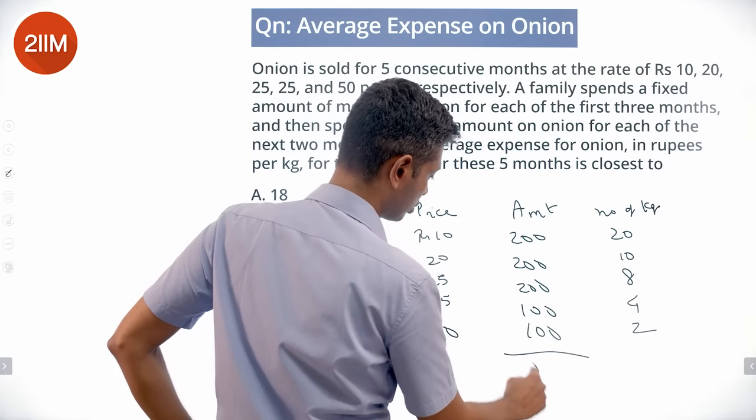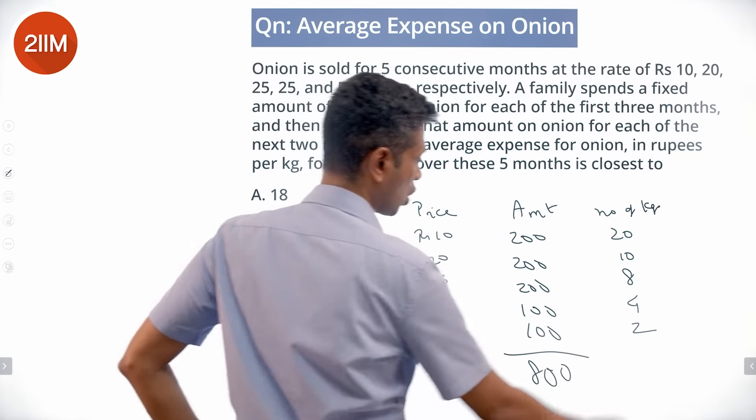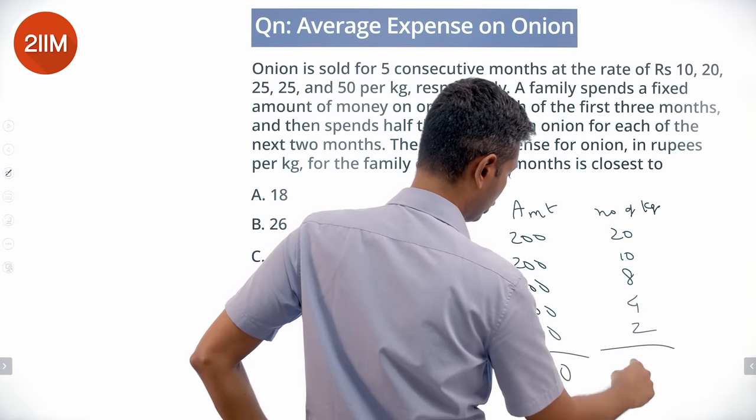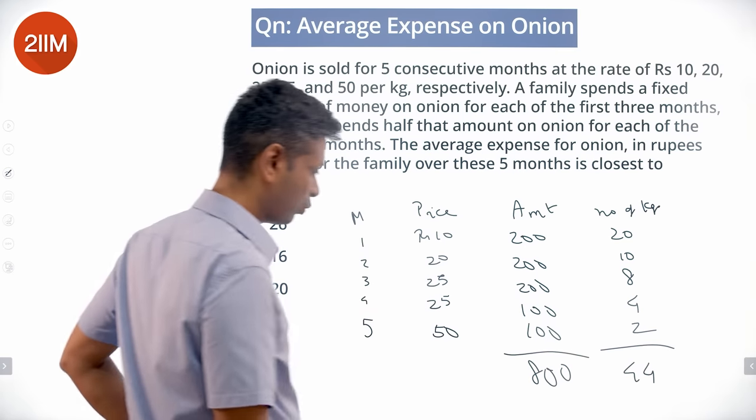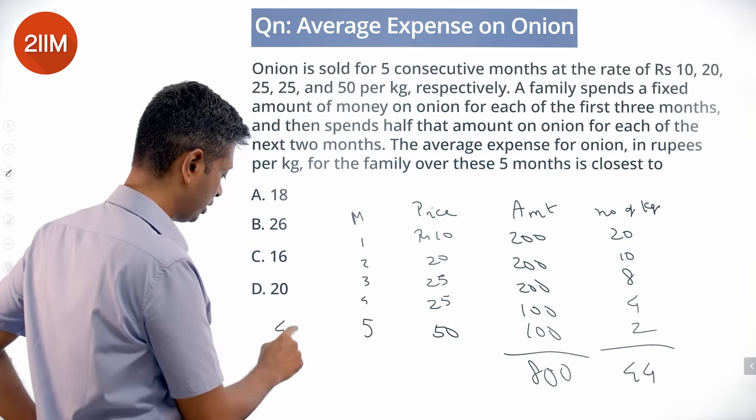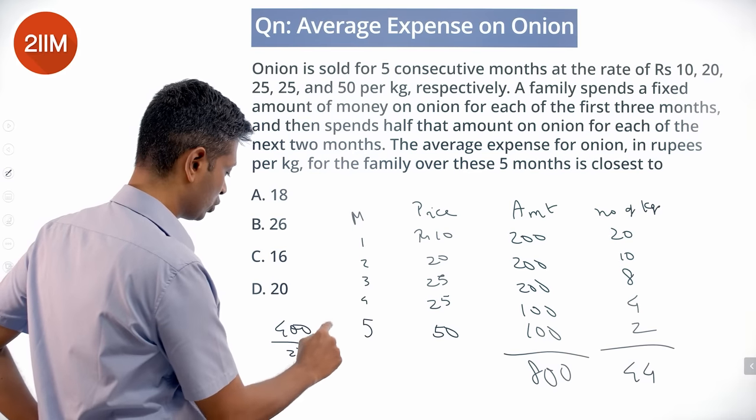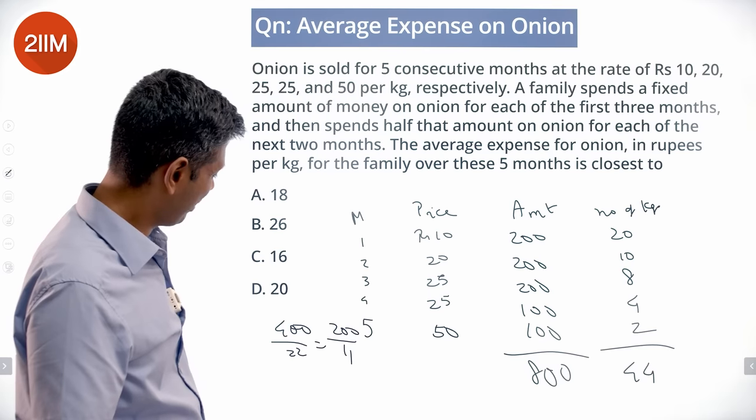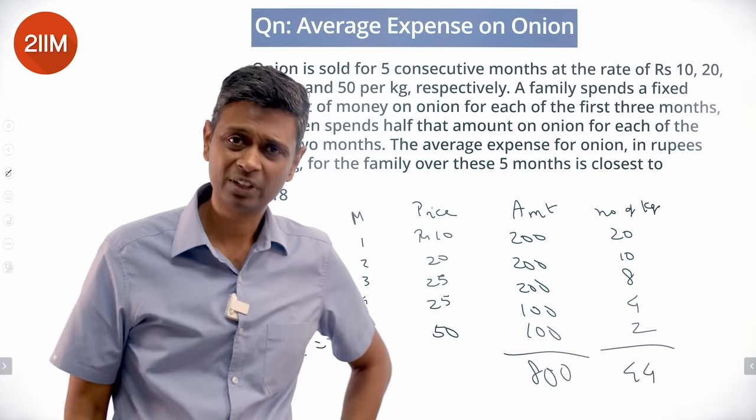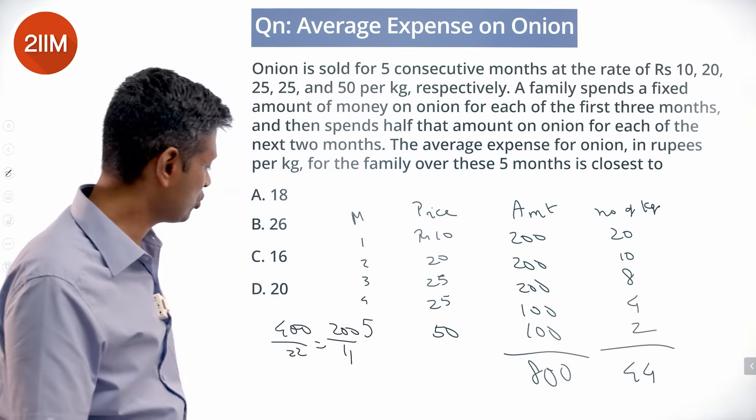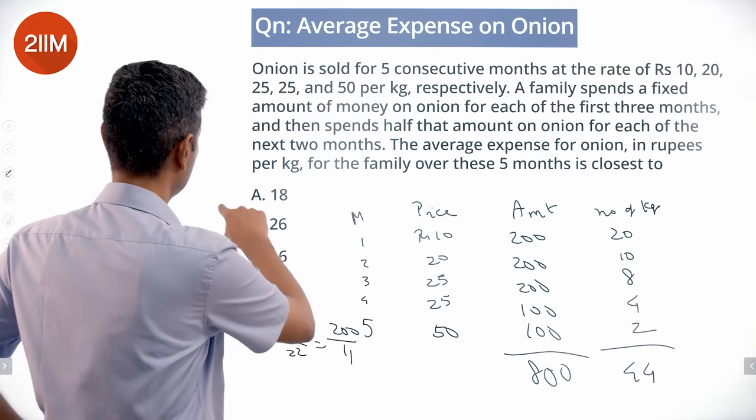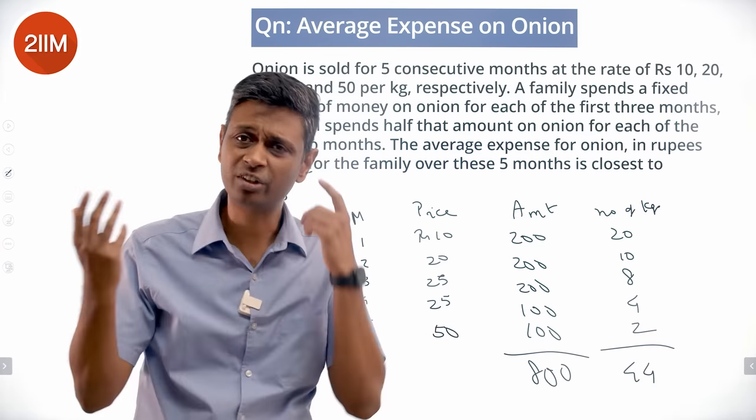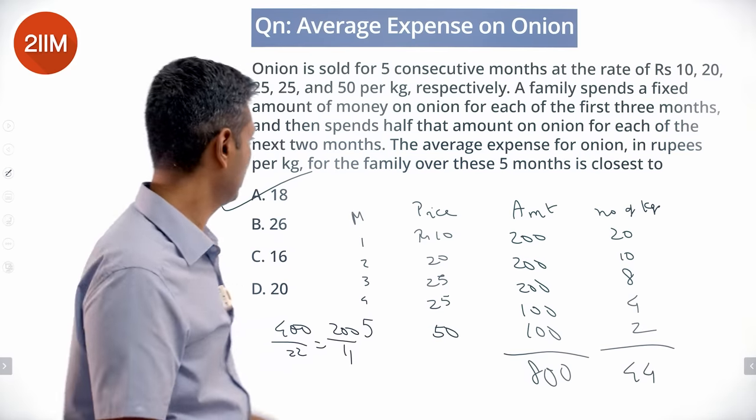Amount spent 600 plus 200, 800. Quantity 20, 30, 40, 44. 800 by 44, which is 400 by 22, which is 200 by 11. 200 by 11 is 18 point something. 198 is 18 times 11, so 18 point something. Done. Plug in a number which makes the multiplication or computation simpler, life becomes easier.